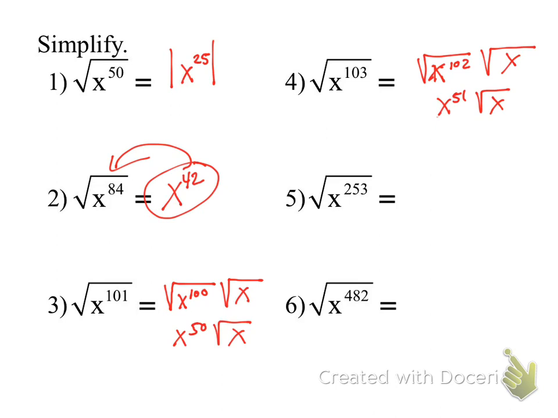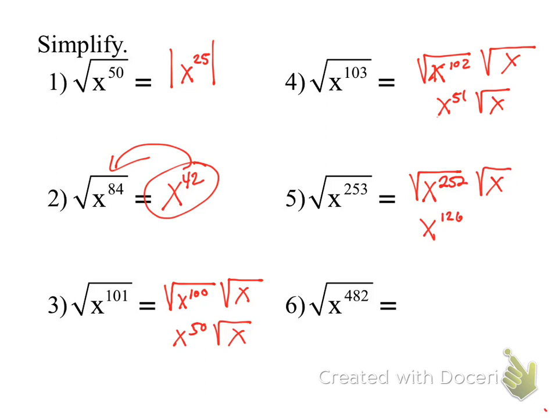Who wants to go to the next one? Gracie. First you have to find the closest even, which is rad x to the 252nd times rad x. Good. And then the square root of x to the 252nd is x to the 126th times rad x.